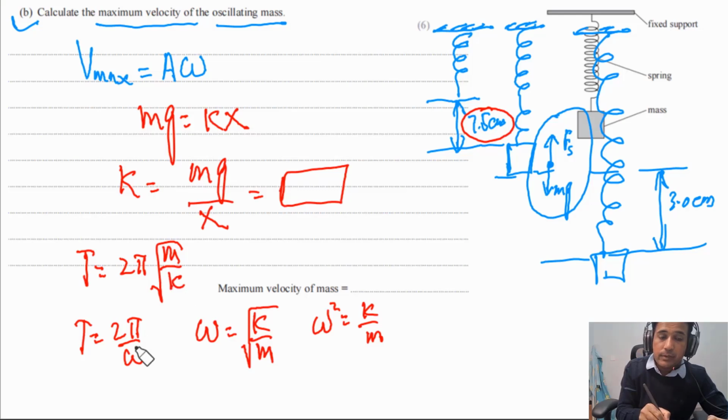You can also try to find it, but this is a smart way to answer. So omega you can find out from here. Omega is equal to the square root of k over m. So if you use this one, you will find the time period first of all. If you use this formula, then you will find frequency.